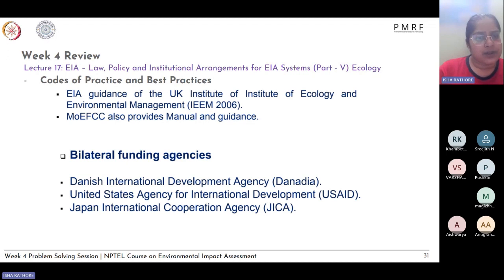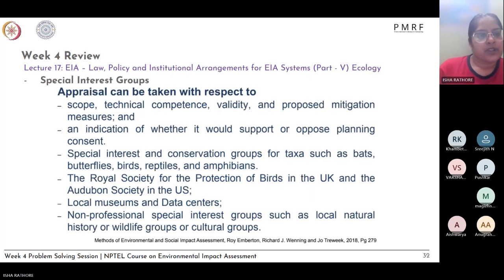We also looked up at codes of practice and best practices which are available. So in best practices, we have the AIA guidance of UK Institute of Ecology and Environmental Management. We also have the Ministry of Environment, Forest and Climate Change, which has its manual and guidance. Then we also looked up at certain agencies which fund these kind of efforts in ecology. So we have the Danish International Development Agency, United Nations Agency for International Development, USAID. We have the Japan International Cooperation Agency, JICA. Then we also looked up at a section which is the special interest groups.